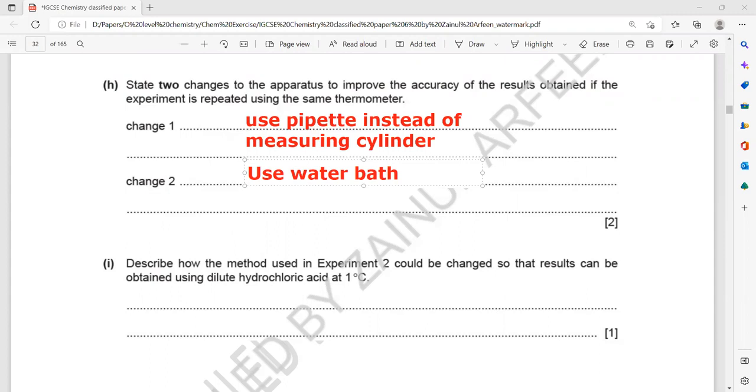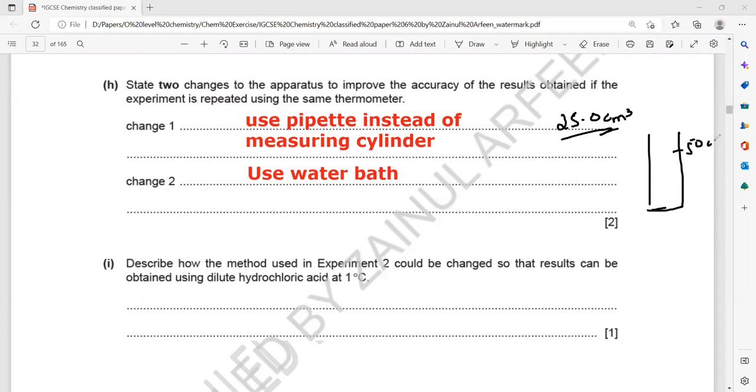No, we don't say a 50 cm cube pipette. You will mention that a pipette can measure an accurate volume of only 25.0 cm cube. First, what we were doing was using a measuring cylinder of 50 cm cube, which was measuring 25. So instead of using a measuring cylinder of 50 cm cube, we use a pipette of 25 cm cube.